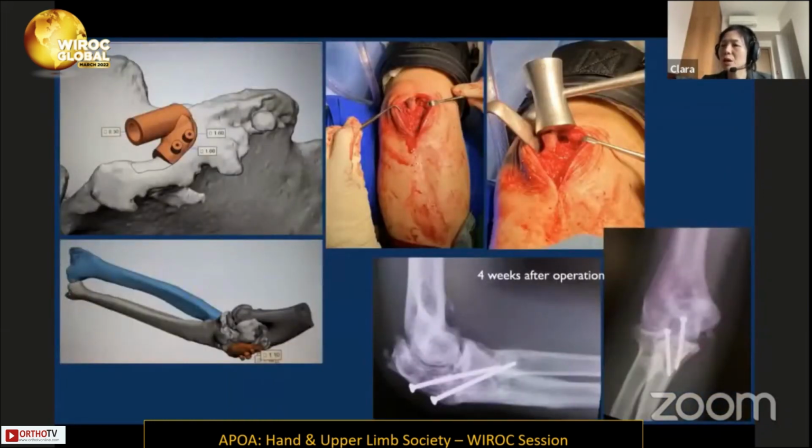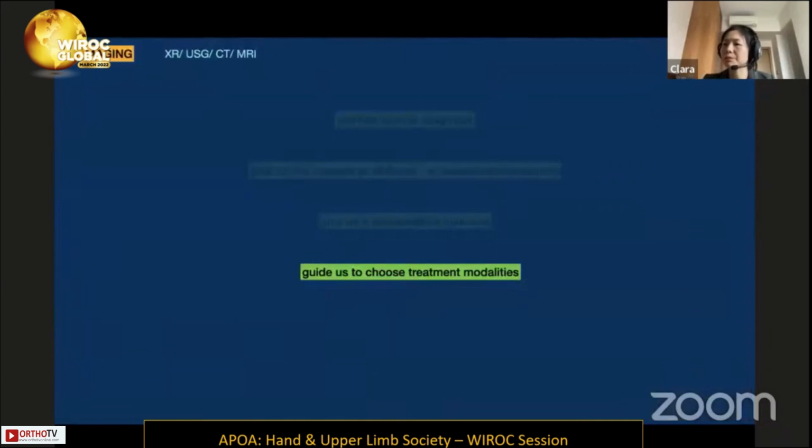A corticocancellous graft was harvested from the right iliac crest and donated to the olecranon after the bone tunnel was made over there. This is his condition 4 weeks after the operation. Hope the fracture can finally heal.